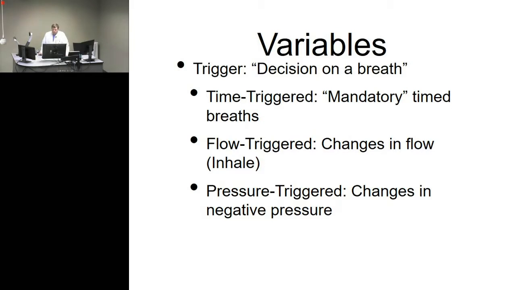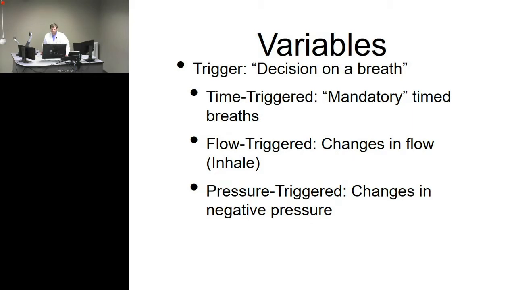So what point are you going to initiate a breath. And so you have a time triggered, in which case you have this mandatory breath given by a set rate of time. So if you set your rate to 12, every 6 seconds, you will get a breath. Hopefully I did that math right. If not, we're going to act like we did. Except I'm recorded, so that didn't work out so well.